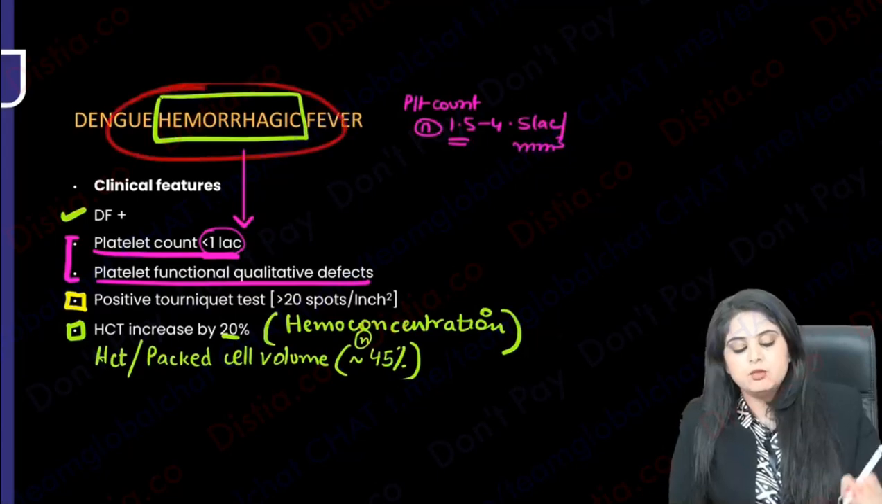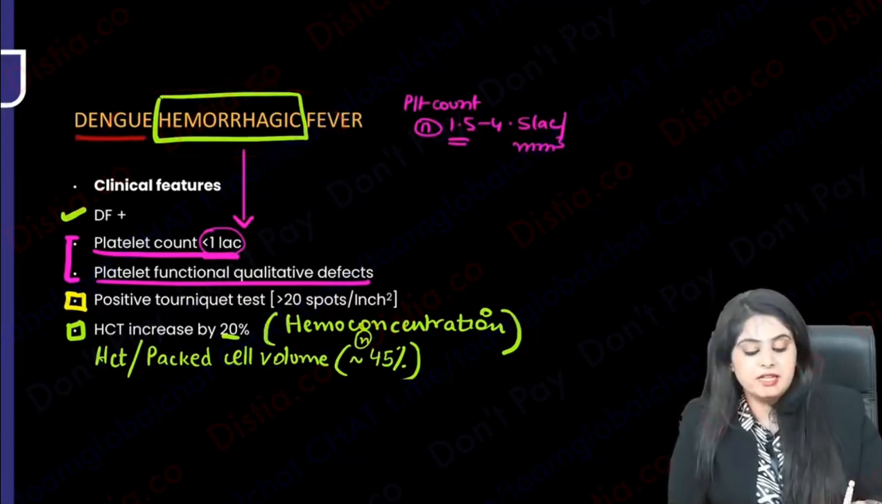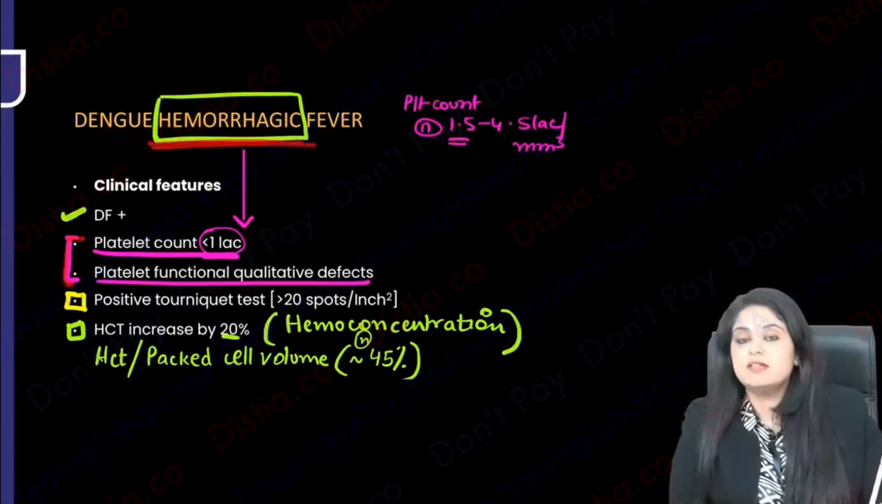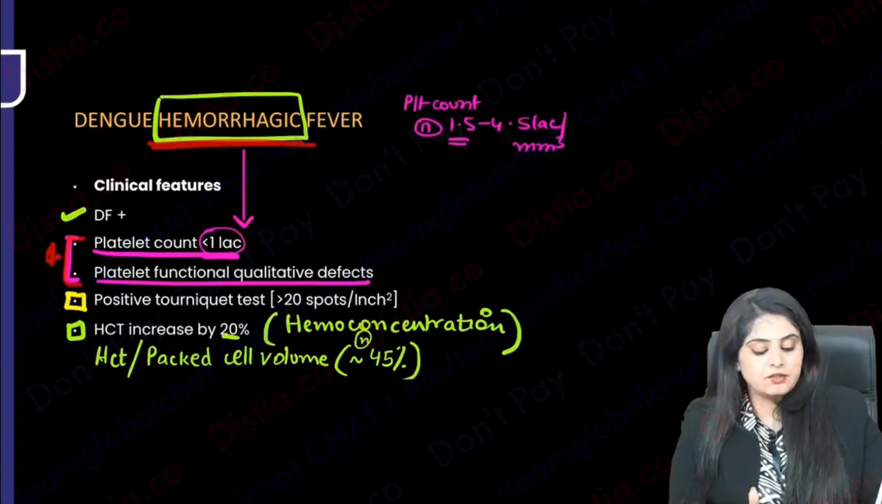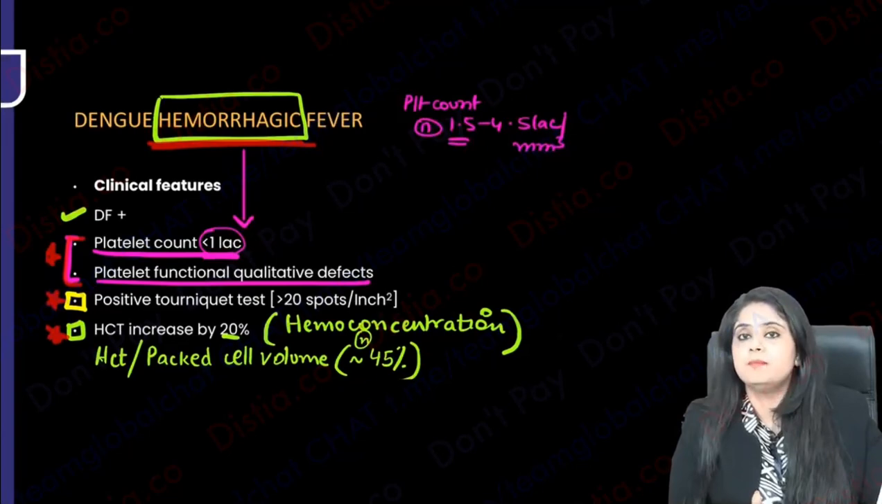So what all do you have to know? In dengue hemorrhagic fever, all the dengue fever symptoms are there, but in hemorrhagic fever you have to know that number one, the platelet count is affected. Second, there's going to be a positive tourniquet test, and the hematocrit is also going to increase by 20%.